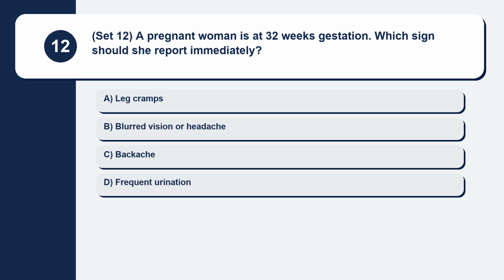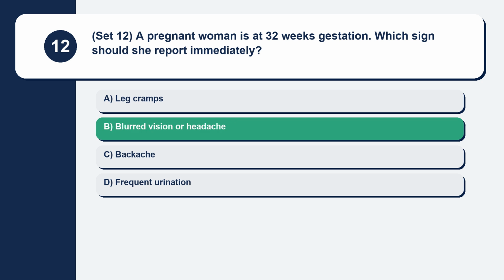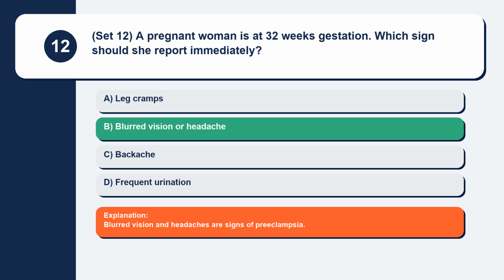Question 12. Set 12. A pregnant woman is at 32 weeks gestation. Which sign should she report immediately? Leg cramps, blurred vision or headache, backache, frequent urination. Blurred vision and headaches are signs of preeclampsia.